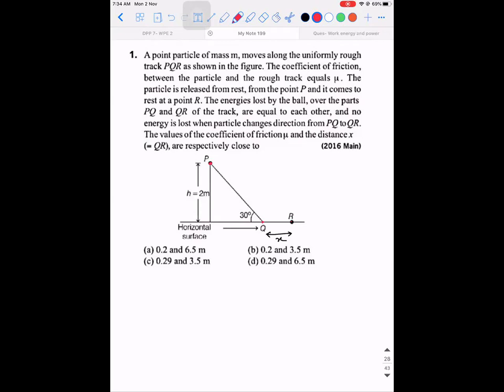The particle is released from rest. When they say rest, immediately I think of u equal to 0, which means its kinetic energy is 0. That is how I think when this problem is asked in a friction question. From the point P, it comes to rest at point R. Here also, the velocity is becoming 0. So the particle is released from rest and is coming back to rest during its course of motion.